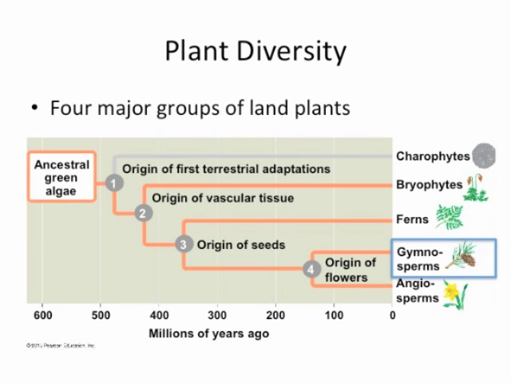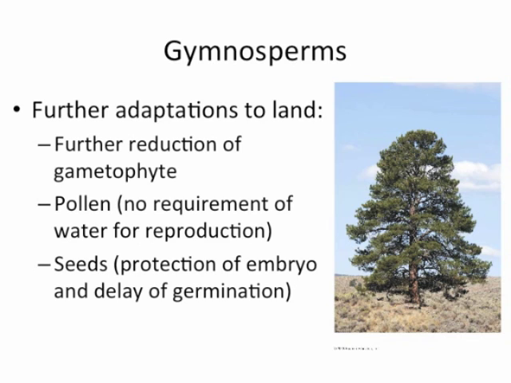Okay, so gymnosperms had even further reduction of the gametophyte. The gametophyte was already the smaller of the two generations in the ferns. In the gymnosperm, the gametophyte is even further reduced, and we're going to see that it is a very small structure on the pine tree. The pine tree, the majority of it, is a sporophyte. We also see something called pollen, and you've probably heard of pollen. If you have allergies, that's what a lot of people are allergic to.